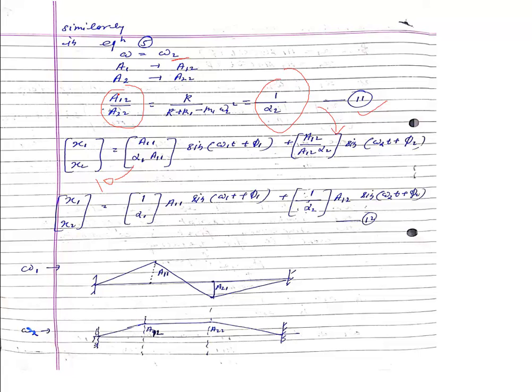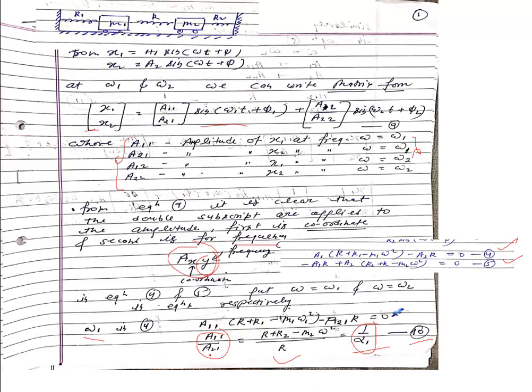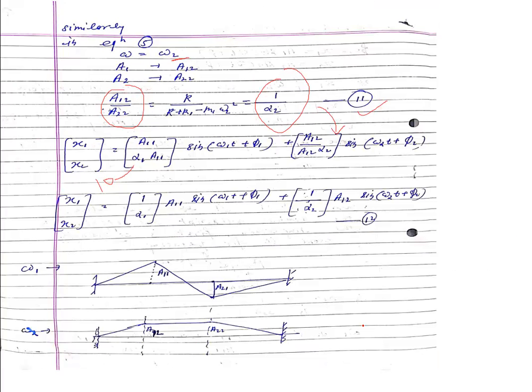So whatever the value of a11, a11 upon a21 equals this constant, numerical value, and from equation number 11 it is also a numerical value. So we can find out the ratio relation between the amplitudes, and so we can draw the mode shapes of the system. At omega 1 it is a11 and a21, at omega 2 it is a12 and a22.